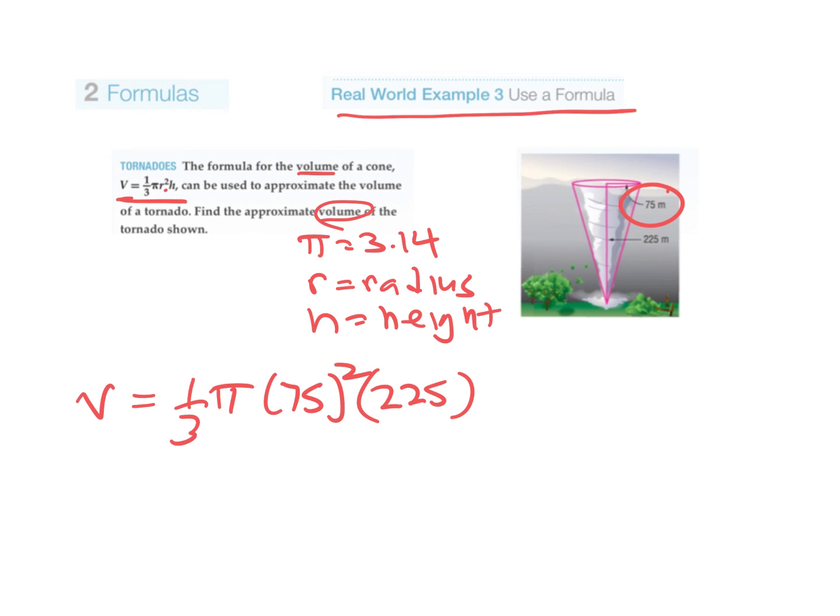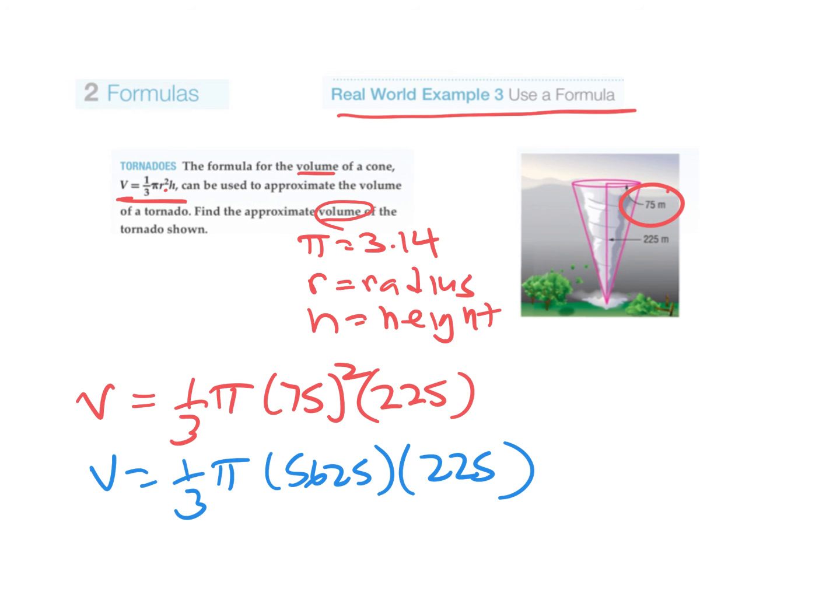Now I can go ahead and do my order of operations. So I'm going to do my exponents first. So my 75 gets taken to the second power, which is a large number. So I'm just going to write out, I got my volume, 1/3 pi, and then 75 squared is 5,625.